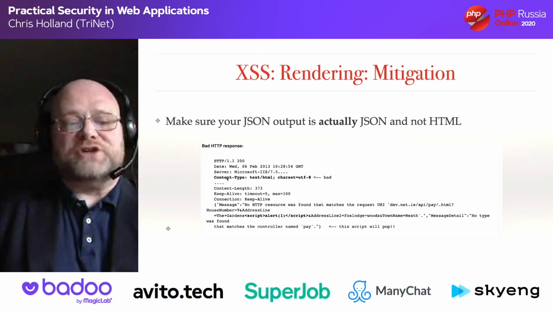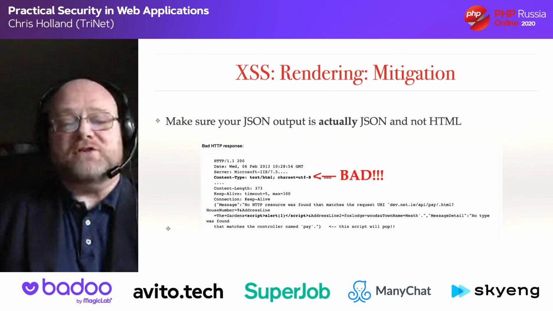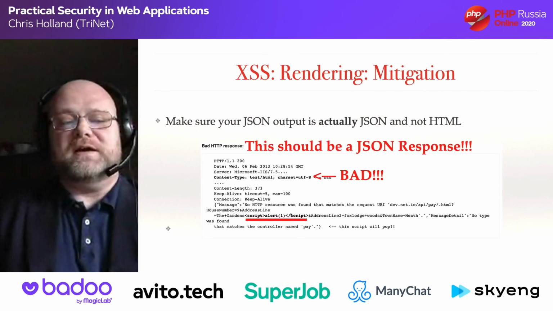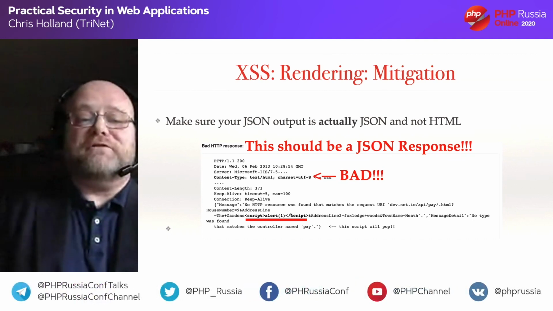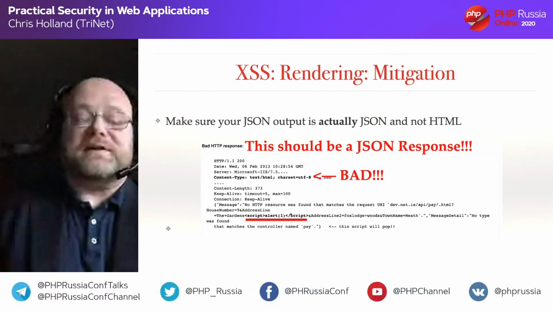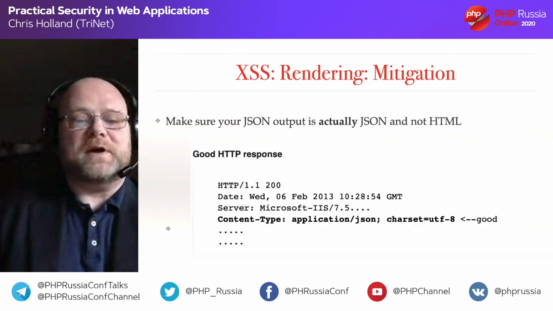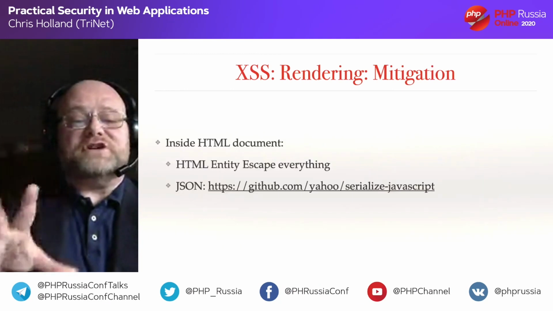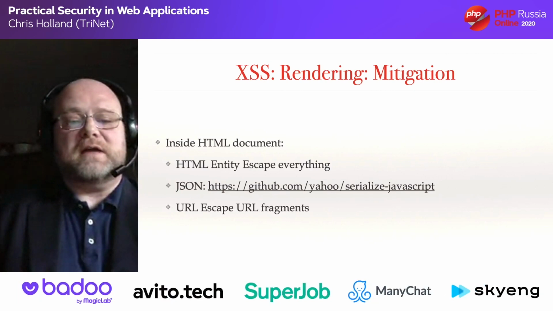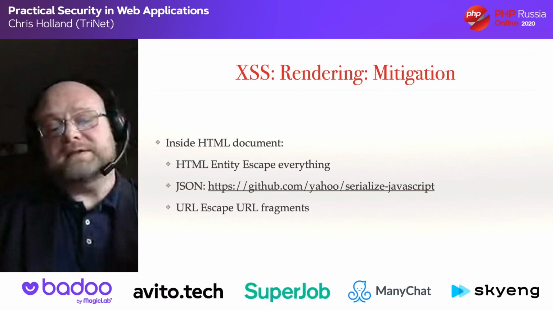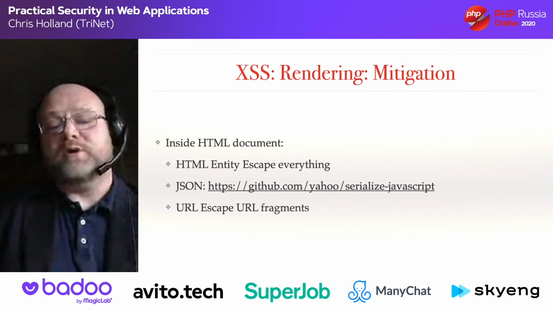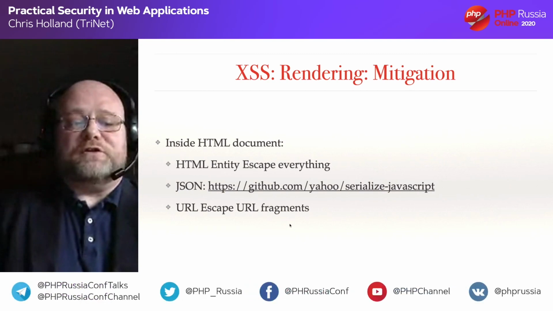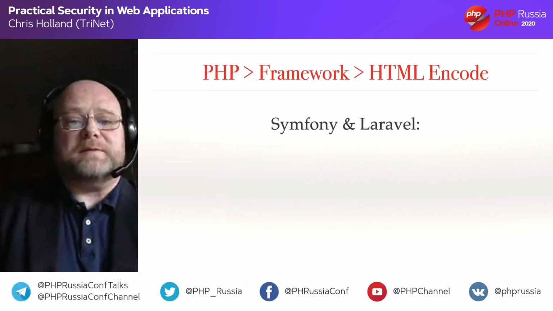If you output JSON, make sure your content type is actually JSON and not HTML. That happens a lot, because then somebody can put a script tag in the JSON output, and then if you view your API in a browser, that script is going to execute, which is not great, right? So make sure that you use the proper MIME type. Inside your HTML document, make sure you escape everything. HTML entity escape it. If it's a JSON blob you want to put in there, you can use Yahoo's serialize-javascript. And then if it's a URL fragment, make sure that you URL escape it.